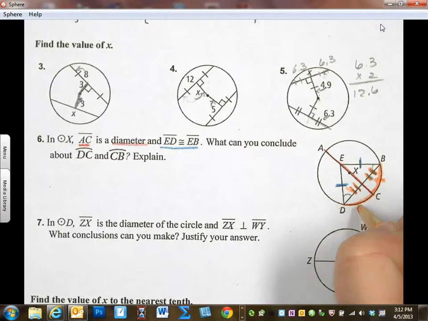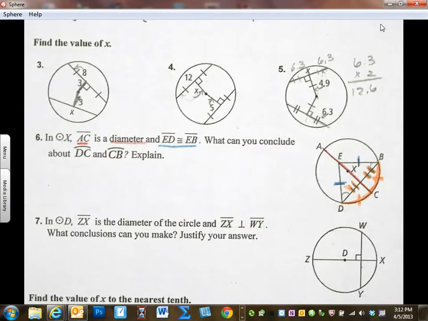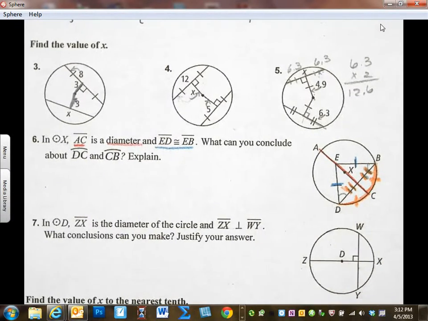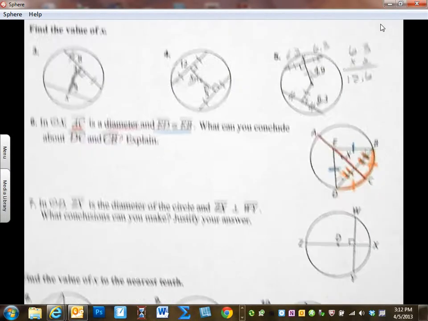This is congruent over here. So if those are bisected, I also know that this arc is going to be congruent to this arc. Now this is asking you to write out a proof. I don't want you to write out a proof. I just want you to mark up the picture, or just kind of think about the conclusions.